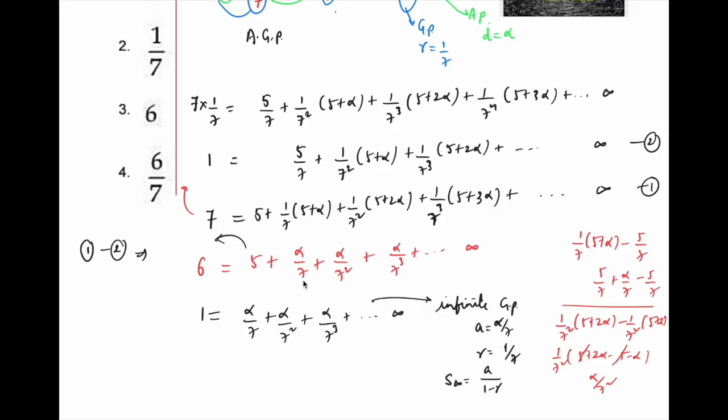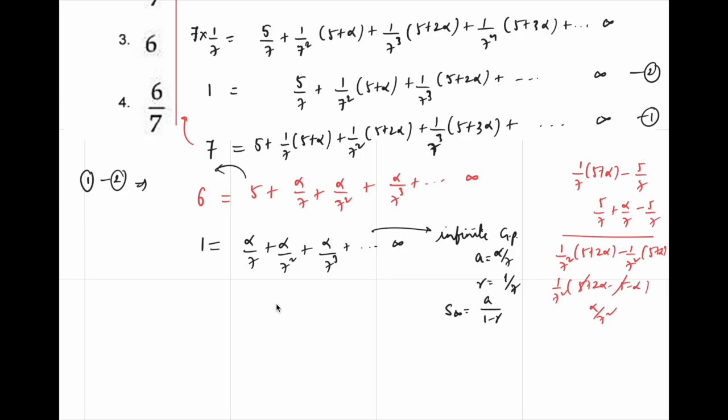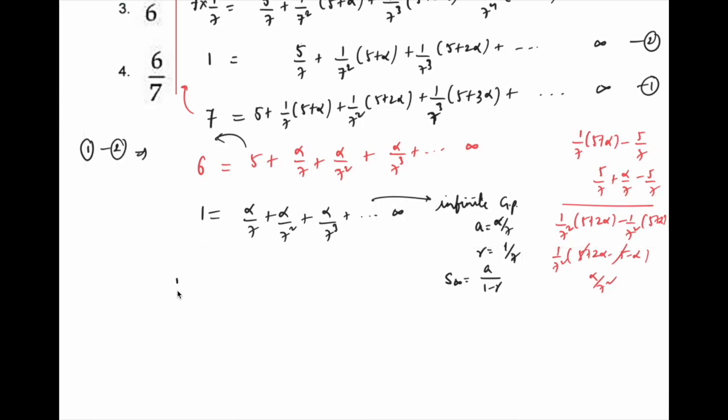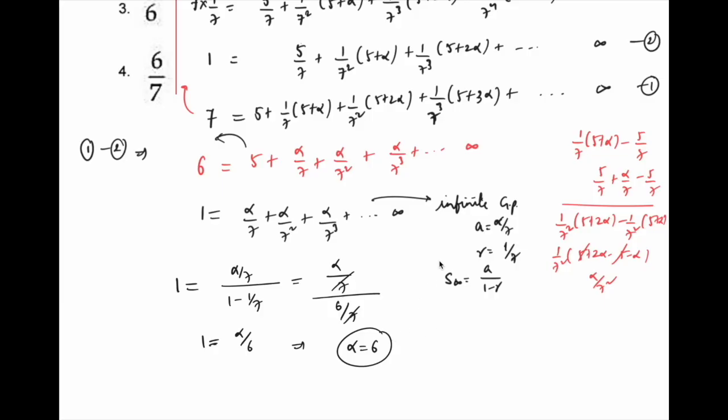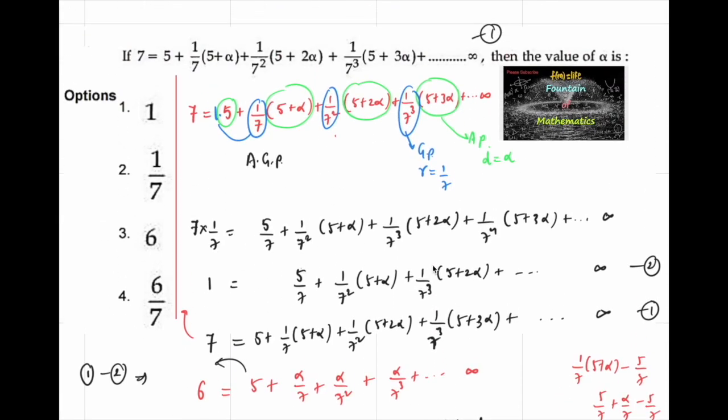So here we can write 1 is equal to alpha by 7 divided by 1 minus 1 upon 7, which is equal to alpha by 7 divided by 6 upon 7. So 1 is equal to alpha upon 6, which implies alpha is equal to 6. Therefore we can say the value of alpha is 6. Option 3.